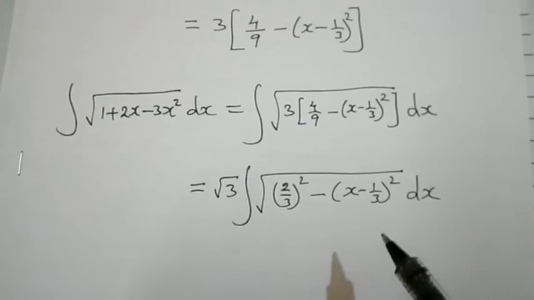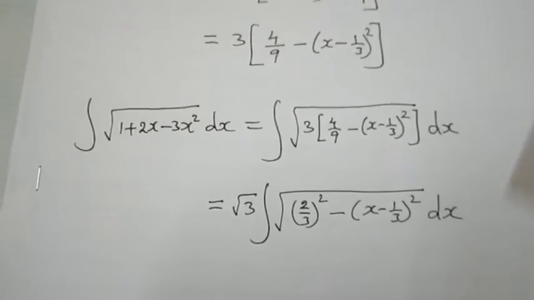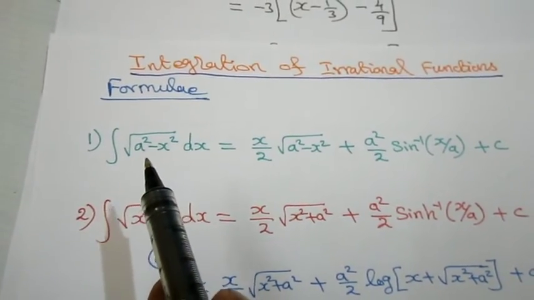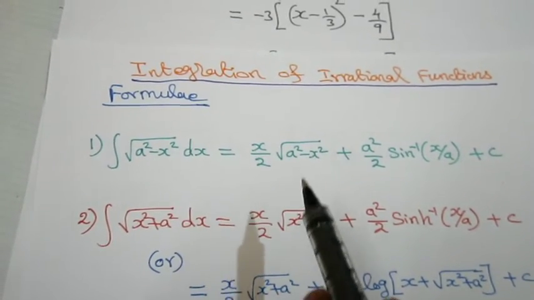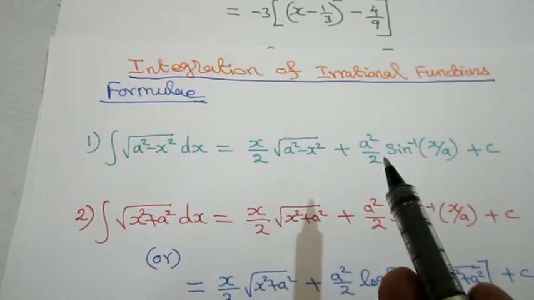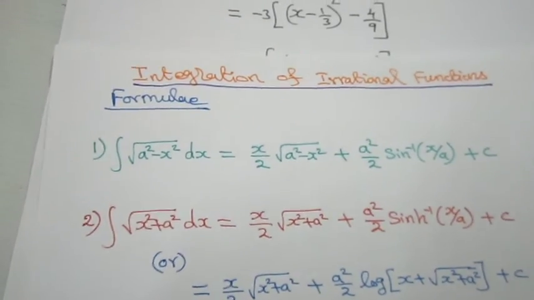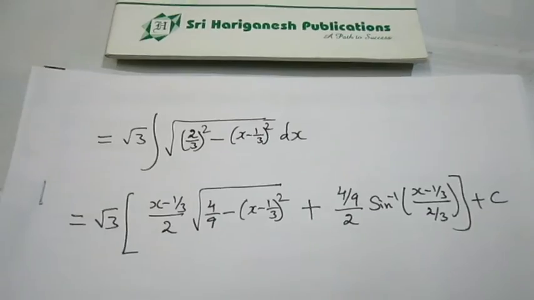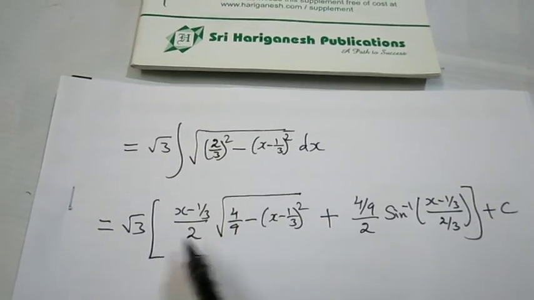Okay, now I am going to use the formula, integration of root of a square minus x square. So this is the first formula: integration of root of a square minus x square into dx is equal to x by 2 into root of a square minus x square plus a square by 2 into sine inverse of x by a. So this formula I am going to use here. Okay, so this is the integral. I am applying the formula.